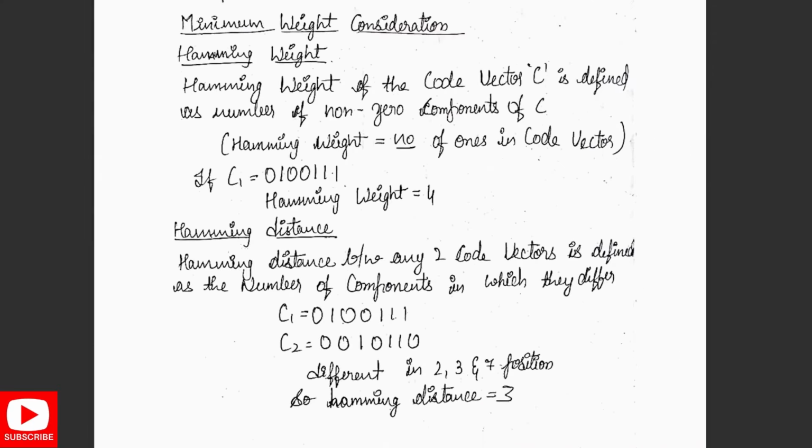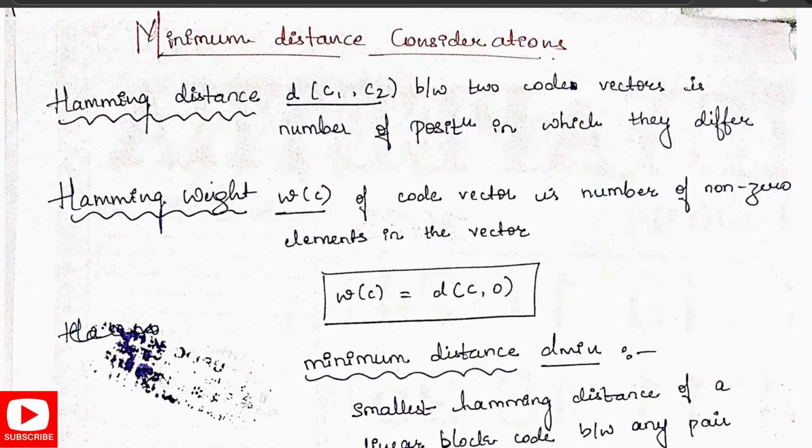Next comes the maximum weighted considerations. So maximum weighted considerations here, Hamming distance. You need to know the definitions of this. They may ask you. This is given by D of C1, C2 between the two codes, which is the number of positions in which they differ.